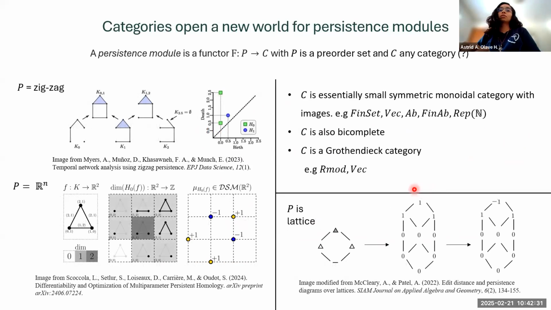We would like to use categories because it opens a new world for persistence models. Now we can choose any poset that the functor starts from and go to virtually any category. Some examples: we can do zigzag posets, we can do multi-parameter posets like R^n, or start with a lattice. And this is a whole theory about persistence, topology, or homology on those posets. And we have some restrictions on the categories. They have to be essentially small symmetric monoidal categories, or bicomplete, or Grothendieck categories. Good news is the examples that we usually use, like finite sets, vector spaces, abelian groups, finite abelian groups, and so on, are like that, so we are good to go. So categories are nice to use.